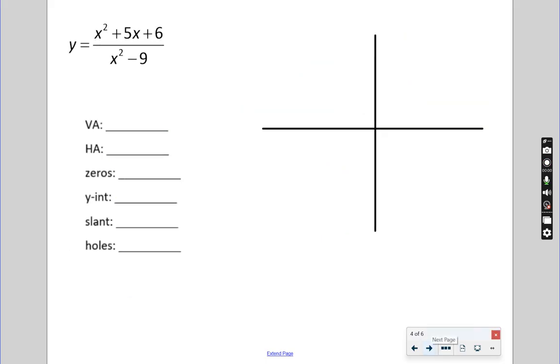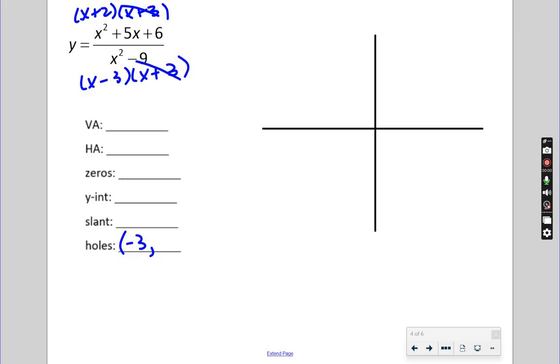Okay, here's the next one. What should we do first? Factor. Okay, on the top we've got x plus 2, x plus 3. And on the bottom, x minus 3, x plus 3. All right, what do we notice? Cancel out x plus 3, so that means there's what? A hole at -3.